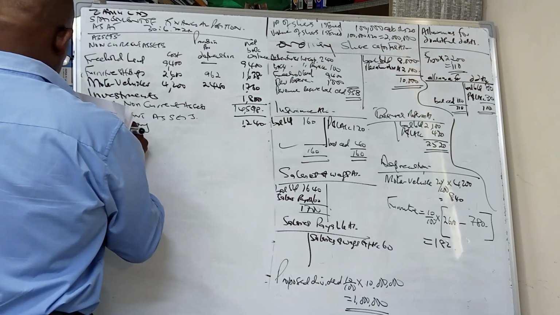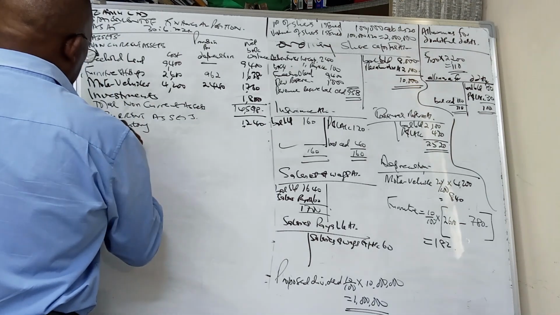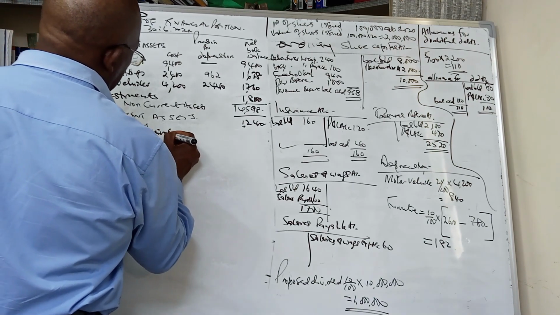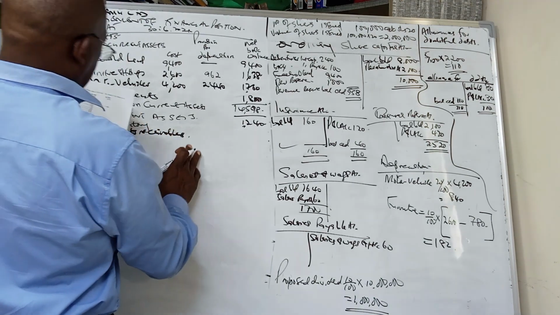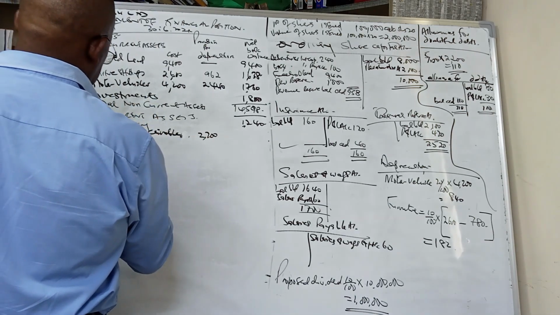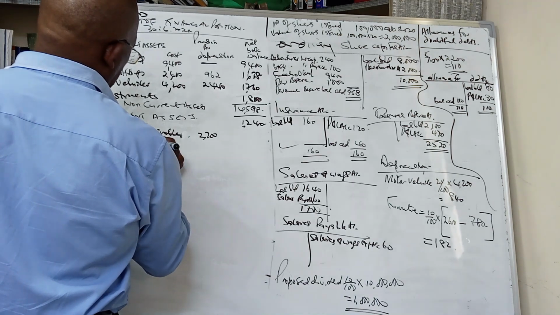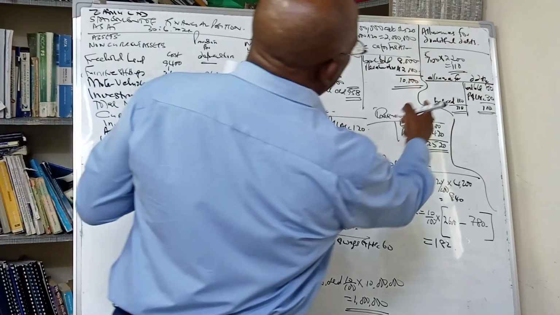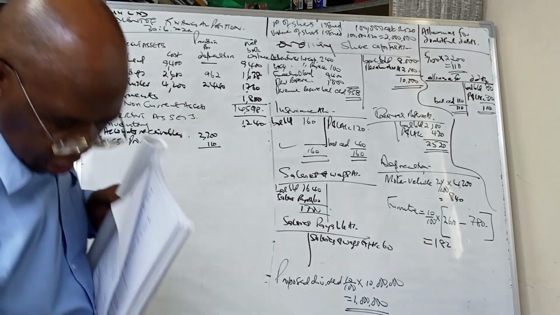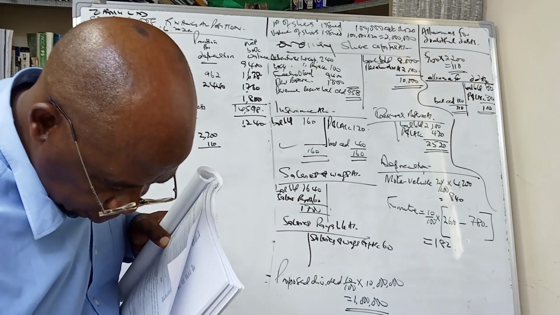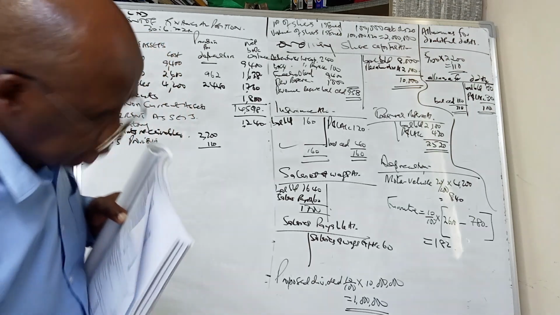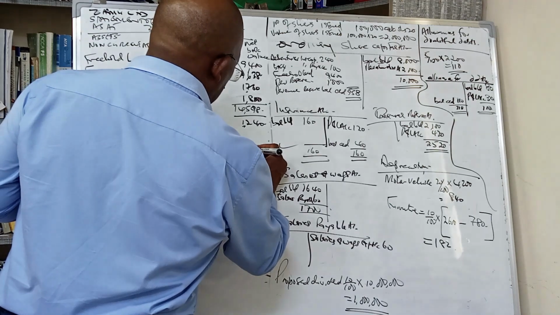From there, we come to accounts receivable. We said we have a provision for doubtful debts. Our accounts receivable from the trial balance is 2,200 less provision for doubtful debts. Our closing provision is 110. 2,200 minus 110, we get 2090.